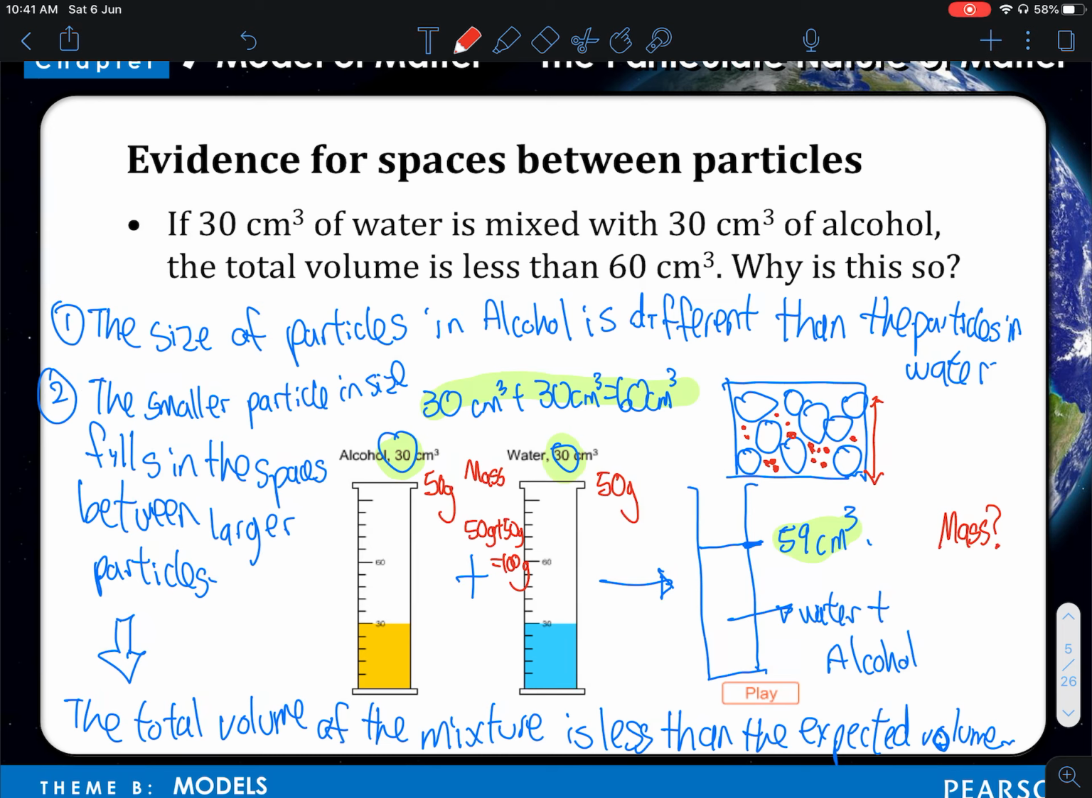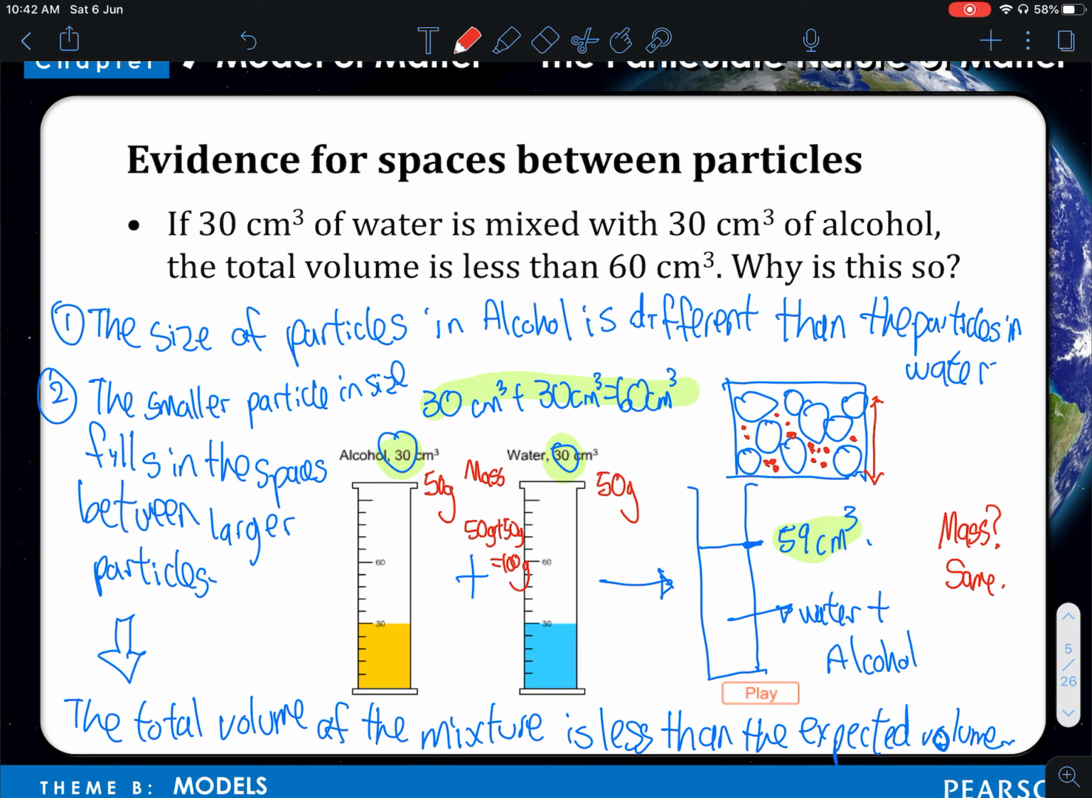What happens actually is that the mass will be the same. Why? Because mass accounts for the amount of matter of the individual particles. So the number of particles in alcohol and in water do not change. For example, if you put particles in one box and just put more things inside, you're adding more mass. The mass does not reduce.